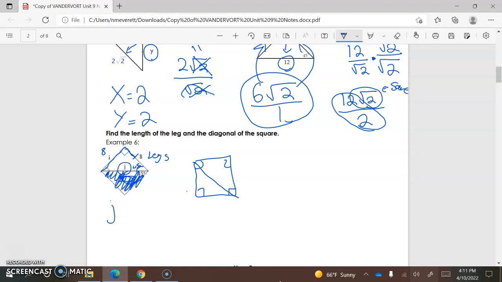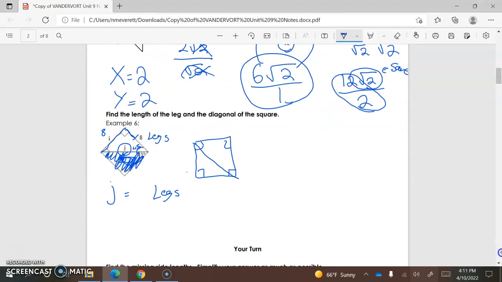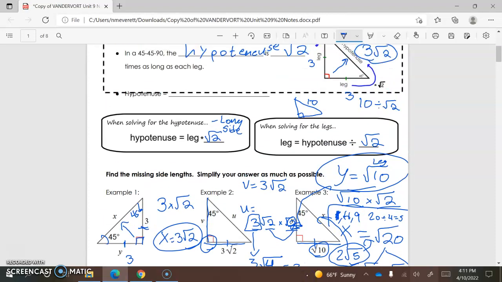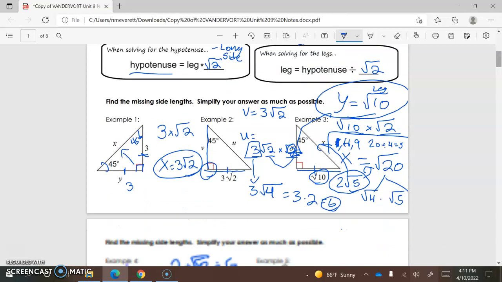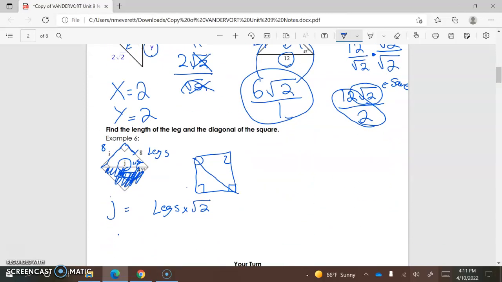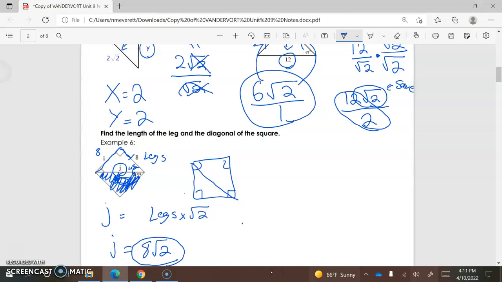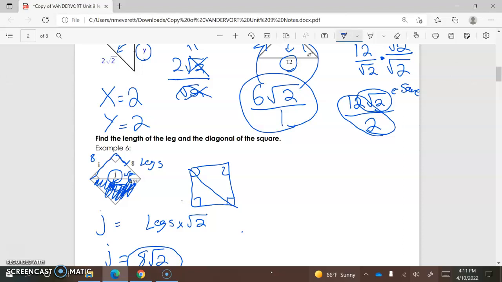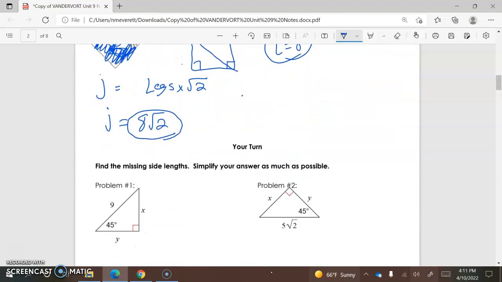To find J, I have one of my legs. So what I'm going to do is multiply the leg by the square root of 2. Again, if I'm trying to find the hypotenuse, take the leg and multiply it by the square root of 2. So I'm going to take 8 and multiply by the square root of 2. There's really nothing more I can do with that, so that's all I'm left with: 8 times the square root of 2. So I is equal to 8, and J is equal to 8 square root of 2.